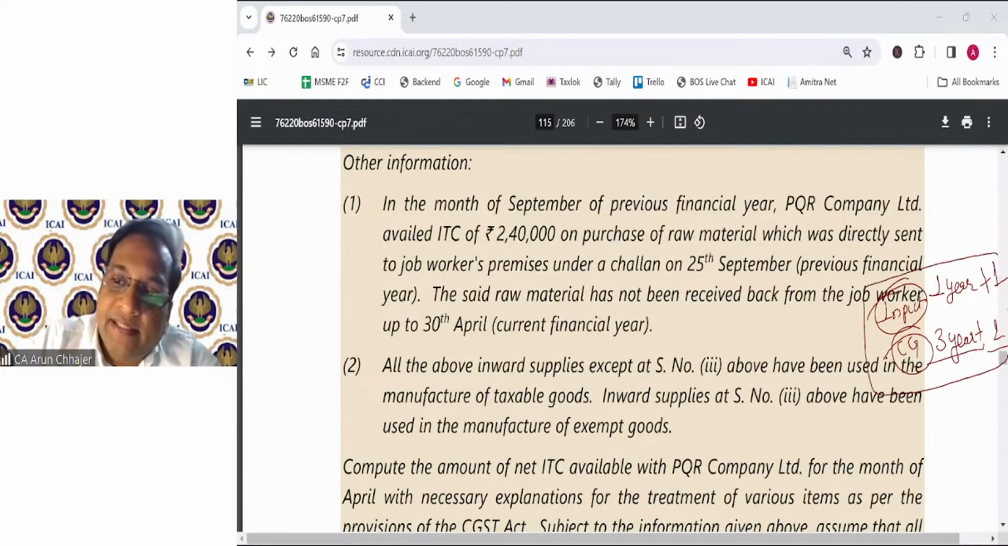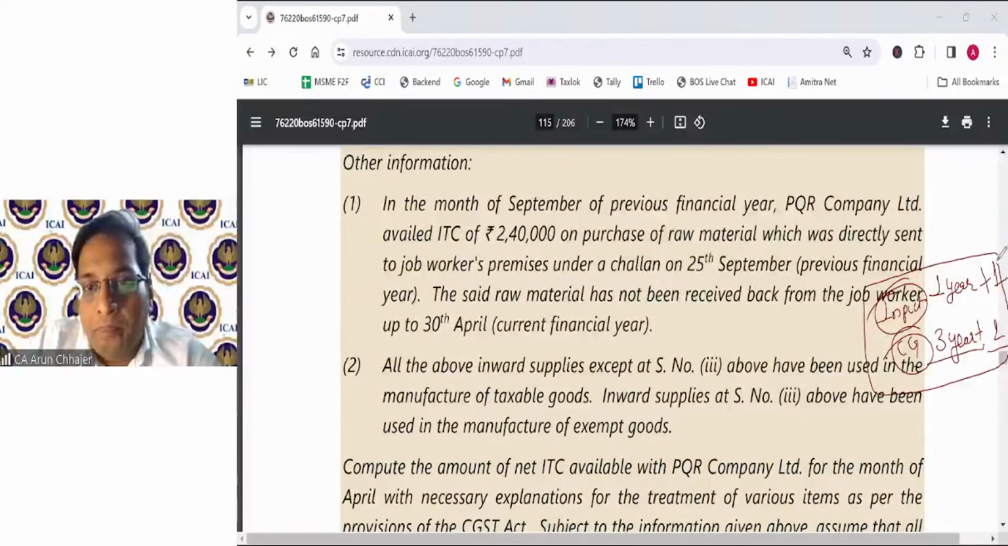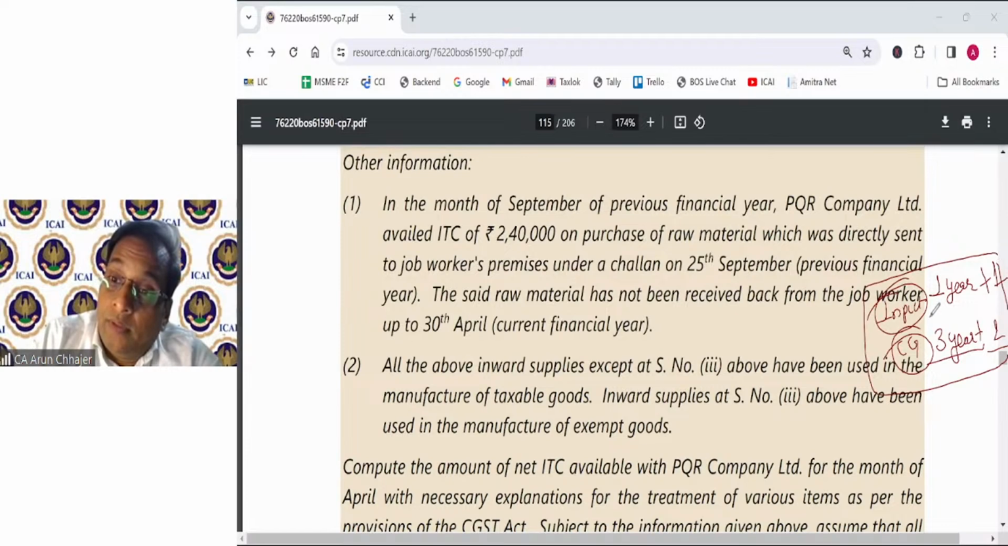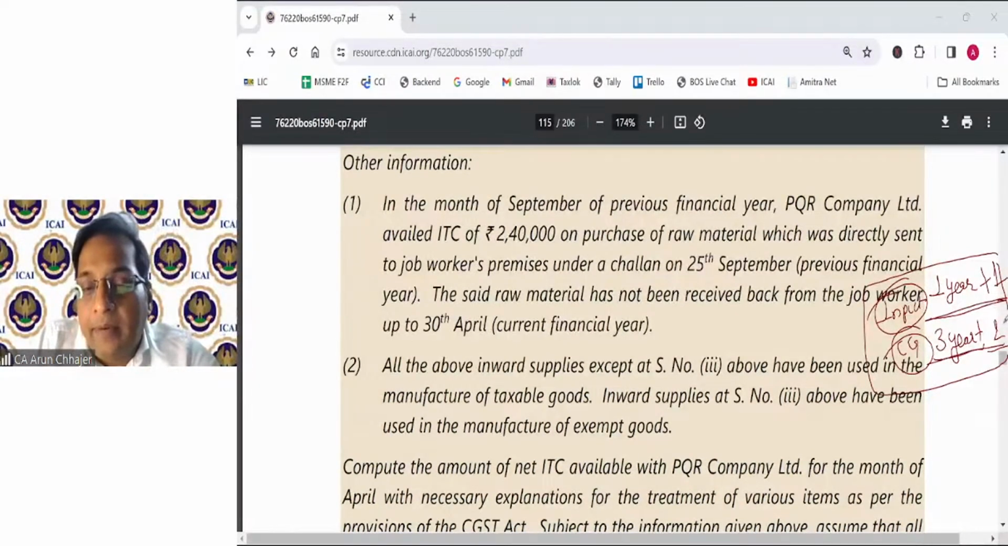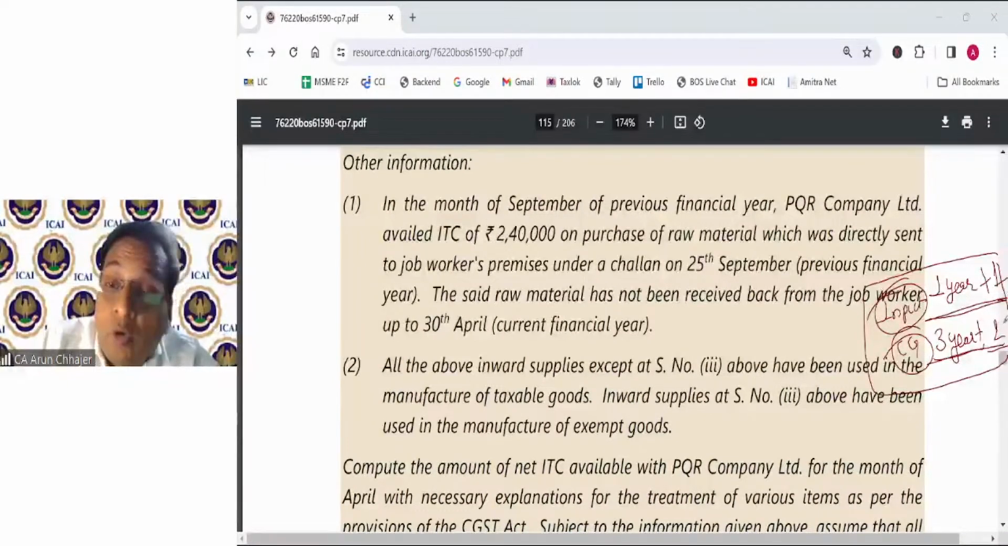In that case, if the input or capital goods is not coming back within a period of 1 year or 3 years or within the extended time period as approved, then this will be treated as deemed supply according to section 143.